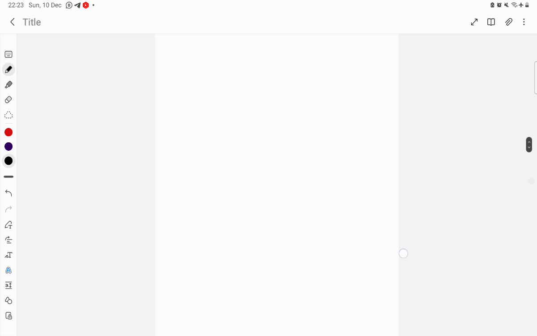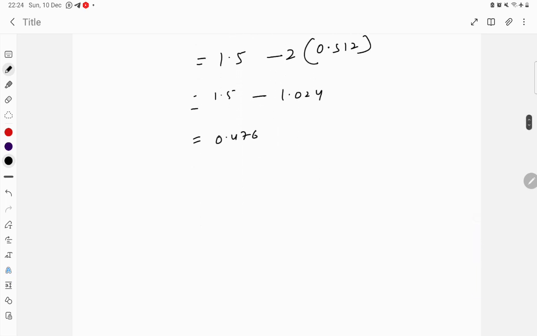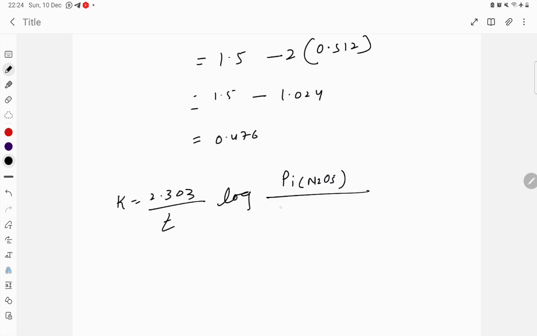So here you see what other things we can do, student. Let us solve this one. 1.5 minus, if you are multiplying, it is coming 1.024. Now again you are subtracting, it is 0.476. Now you can put the value where k is equal to 2.303 upon t, times log of P initial of N2O5 over P final of N2O5. So here it is 2.303 upon 100. Log of the P initial value. How much is there? 0.5.